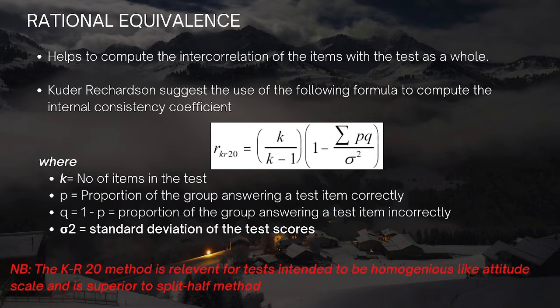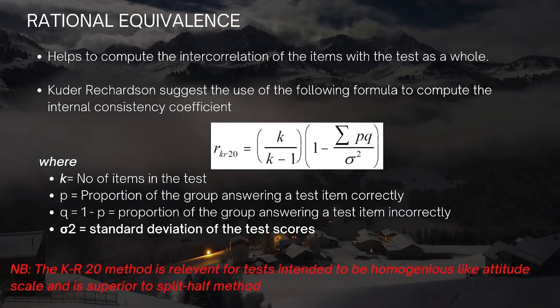That means if you have 10 questions in a test and 10 students, and say for instance question number 1 was answered correctly by 2 students, that means 2 students have given the correct answer for question number 1. Then the proportion will be 2 divided by the number of students, that is 10.